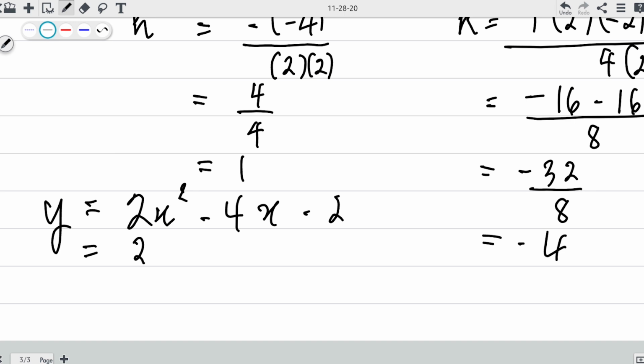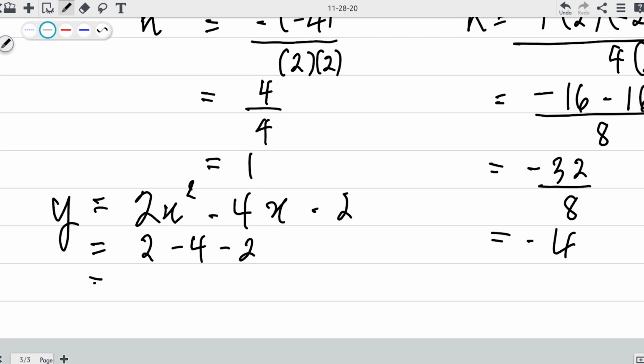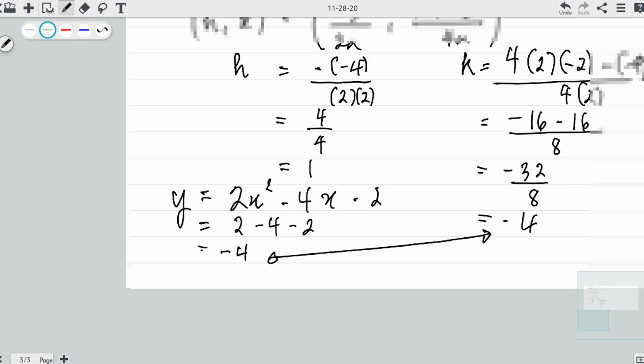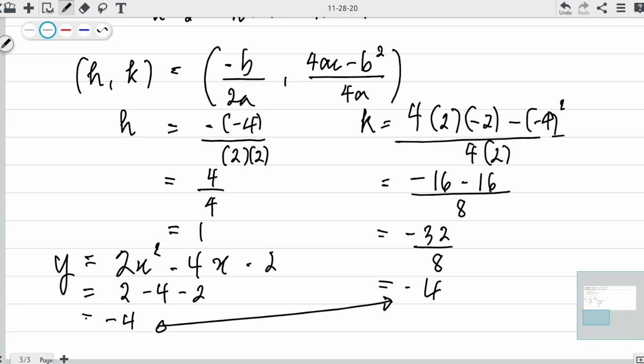So we'll get 2 here, because 1 squared is 1, times 2, and then negative 4 times 1, that's minus 4. And then we have a minus 2 here. So we'll get 2 minus 4, that's negative 2, minus 2, that's negative 4, which confirms this. Okay? So if you don't want to memorize 4ac minus b squared all over 4a, you can just use this.